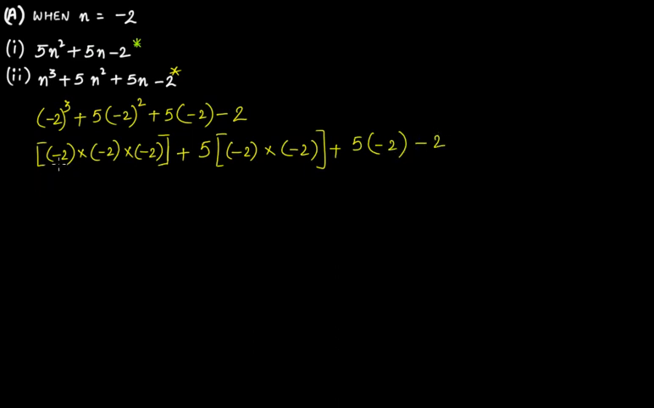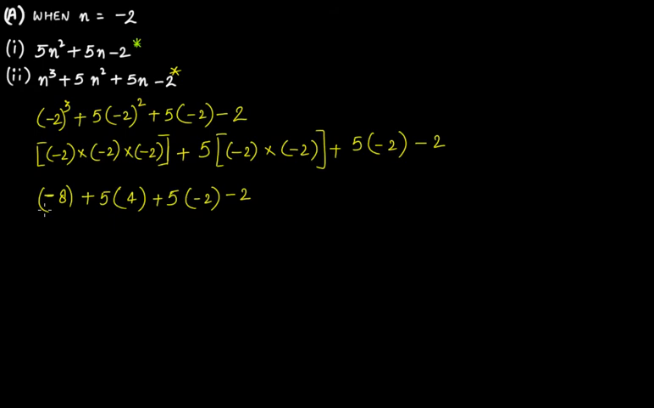If we solve this, this is minus 2 times minus 2 times minus 2. That is, we have to multiply minus 2 three times. Since it is an odd number of multiplications of minus 2, you put a minus sign, and 2 times 2 is 4, times 2 is 8. So minus 8 plus 5 times, this becomes 4. Minus 2 times minus 2 means 4. Then plus 5 times minus 2, and this is minus 2.